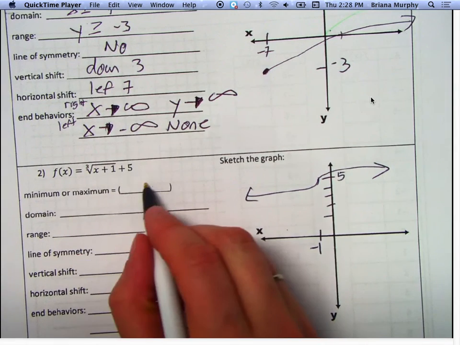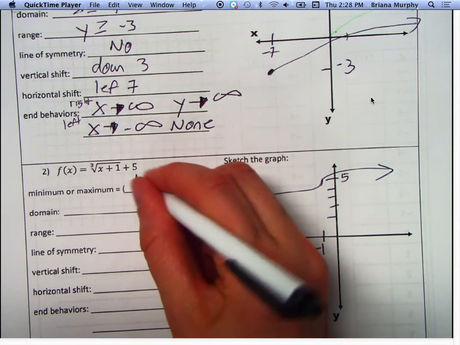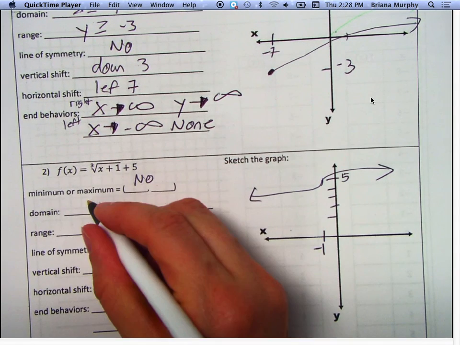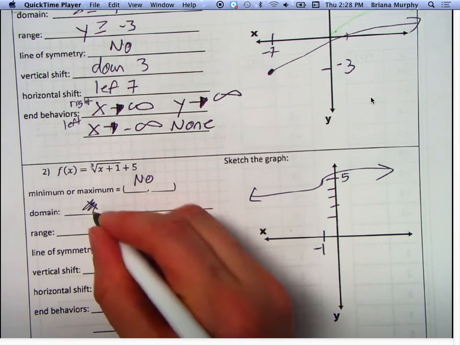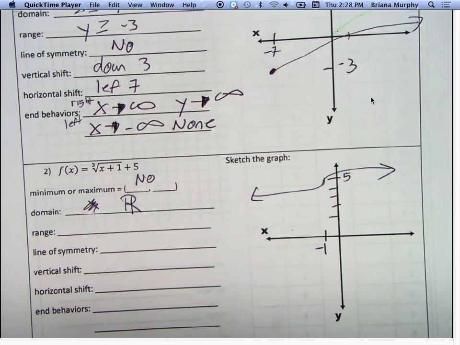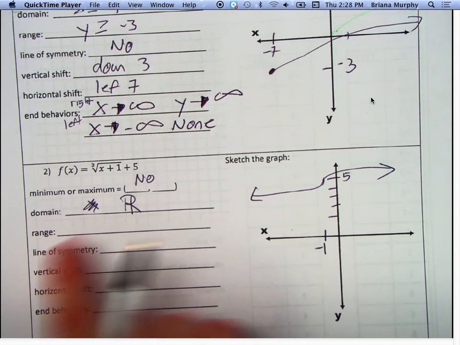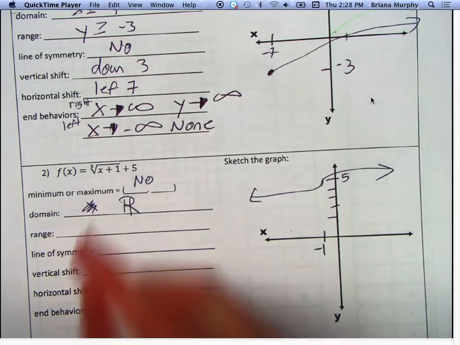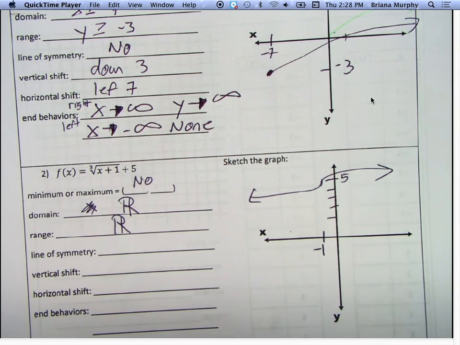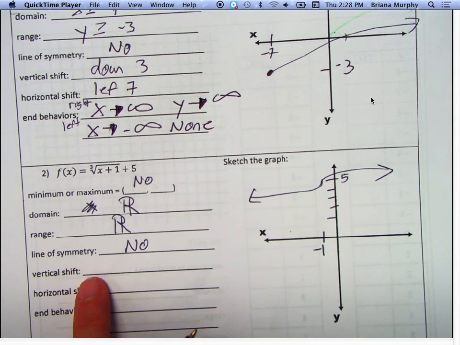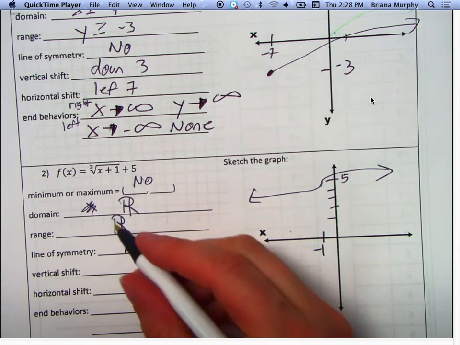Does it have a min or max? No. What's the domain? That's all. All real numbers? What about the range? This can keep going down. This can keep going up. It's all real as well. Is it symmetric? No. How did it shift vertically? It went up 5.